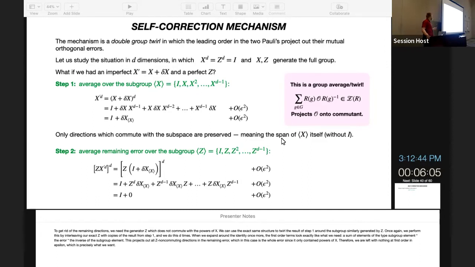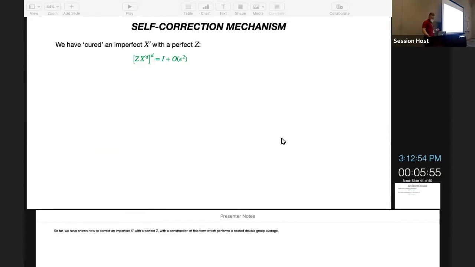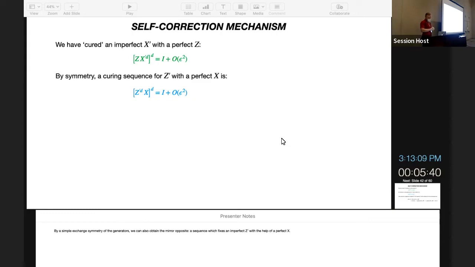So you might ask yourself, why don't you get the identity? Right? Because that commutes with everything. Well, that's taken care of by the special property that we just saw before. Great, fantastic. So what have we done so far? We've fixed this imperfect x prime with a perfect z, with this double group average hidden within this simplification. So by exchanging symmetry in the various labels, a similar sequence fixes the perfect c with the perfect x to be written in the following form. So these are all simpler problems than the full problem I've solved.